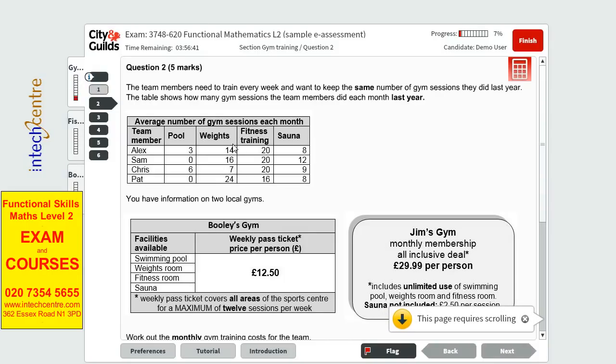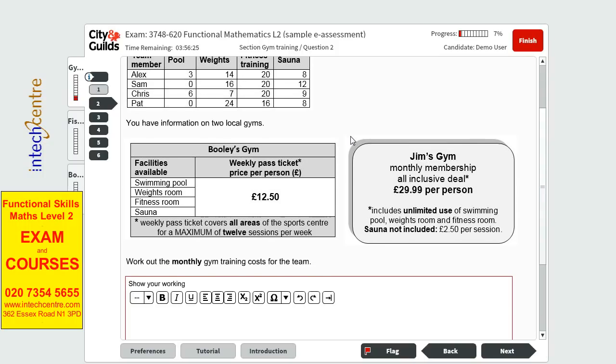we have question 2, and it says that the team members need to train every week and want to keep the same number of gym sessions they did last year. The table shows how many gym sessions the team members did each month last year. The average number of gym sessions each month. We have information on 2 local gyms. We have Bullish Gym and Jim's Gym.